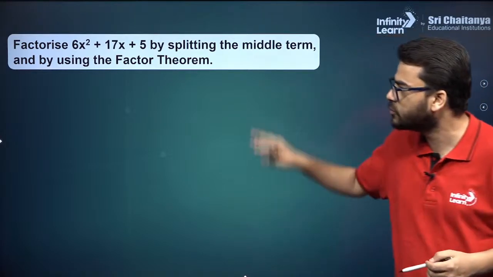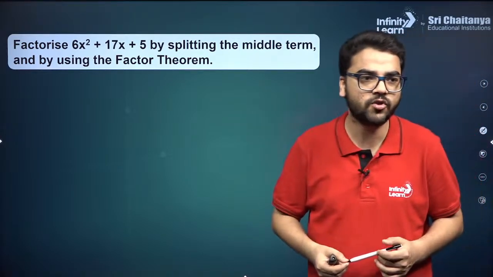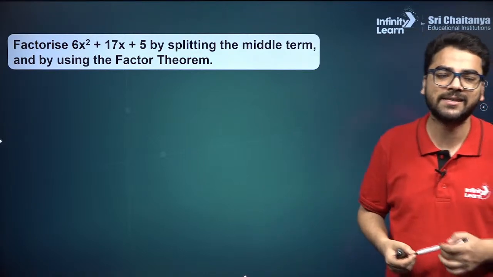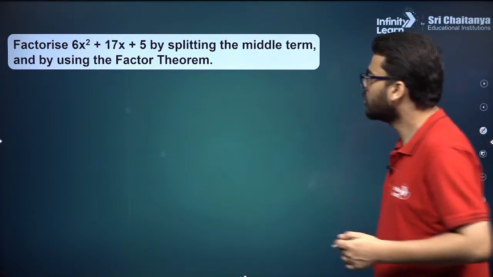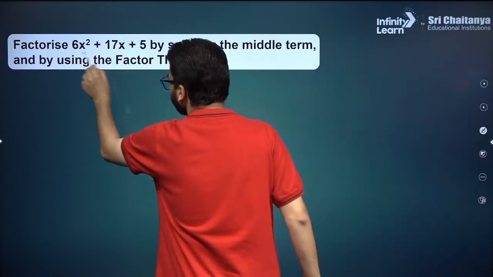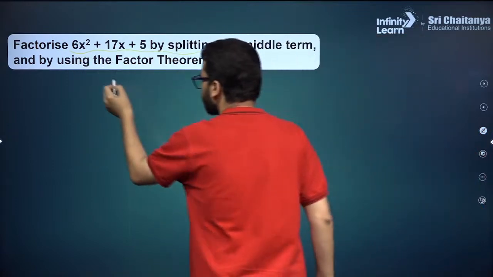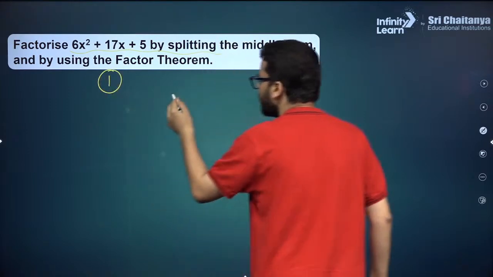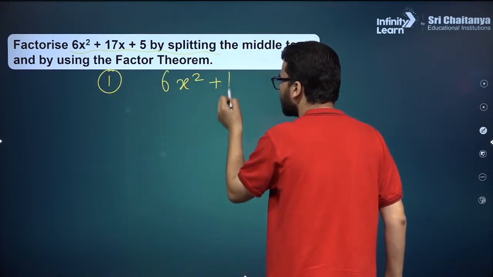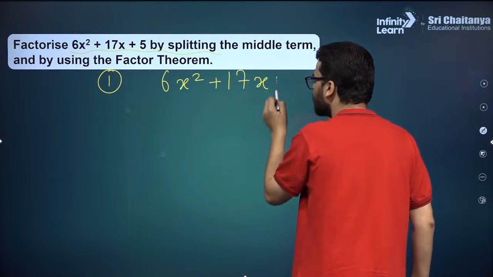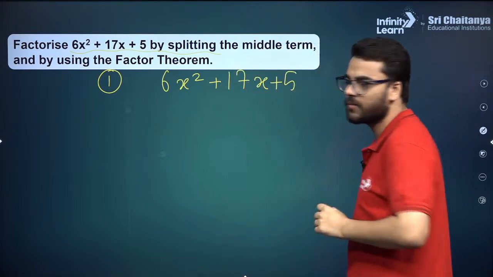First we can do it using splitting the middle term, which you have been doing since, I think, grade 7. Hello Nawaj. So over here we have to do it using splitting the middle term. So the first method I'm explaining is splitting the middle term to factorize this polynomial 6x square plus 17x plus 5. So what do you do in splitting the middle term, guys?